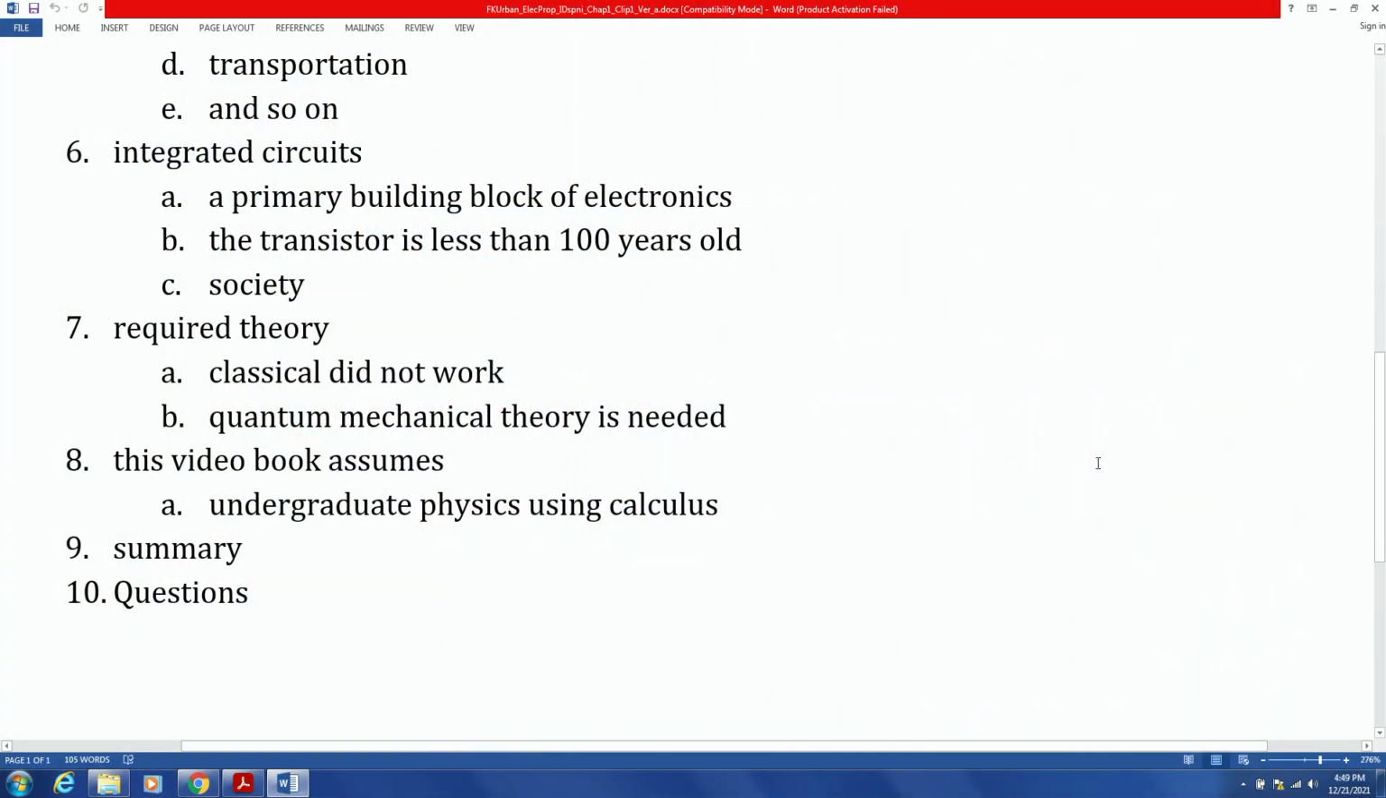Now, if we go back to the outline, the transistor is not even 100 years old. It's credited as being Bell Laboratories, 1947. Yeah, it's probably accurate. And so, hey, there's people around older than integrated circuits, than solid-state electronics.